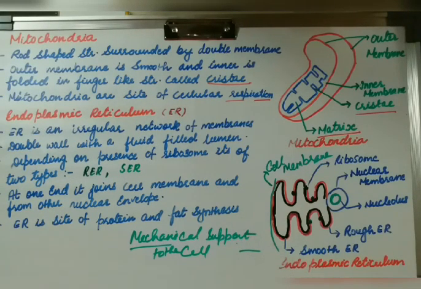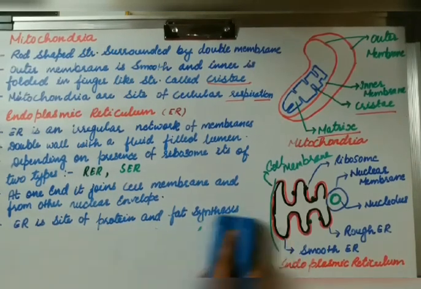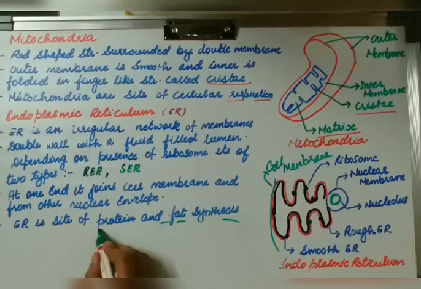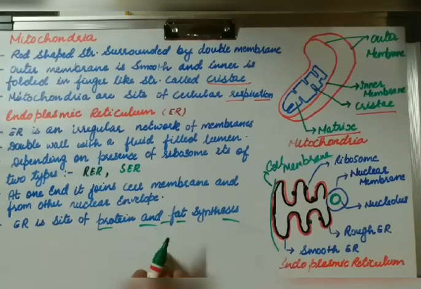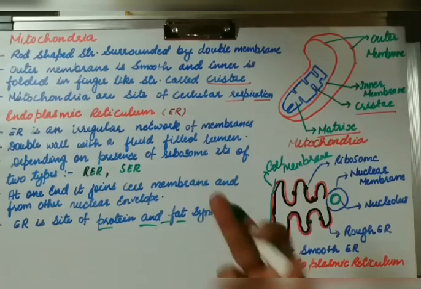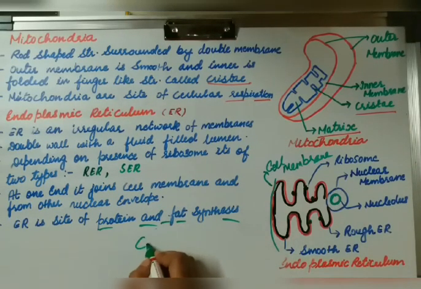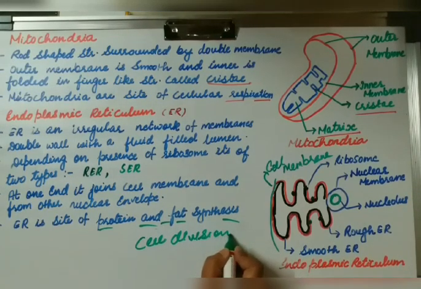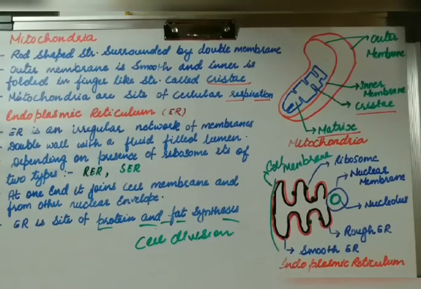So due to this, it provides the mechanical support to the cell. As well as the endoplasmic reticulum is the site of protein and fat synthesis. Lipids and proteins are synthesized here, and the protein and the fat which are synthesized here are used by the cell during the cell division. The cell membranes and the cell organelles use it during the cell division. So this is basically about your endoplasmic reticulum.